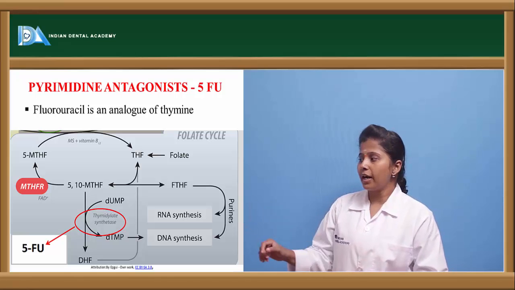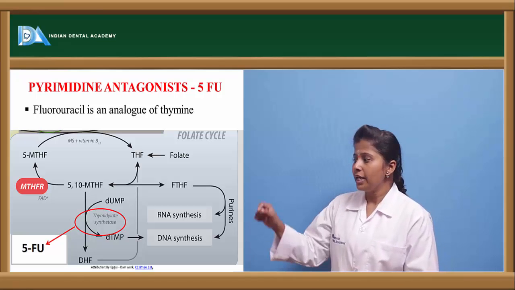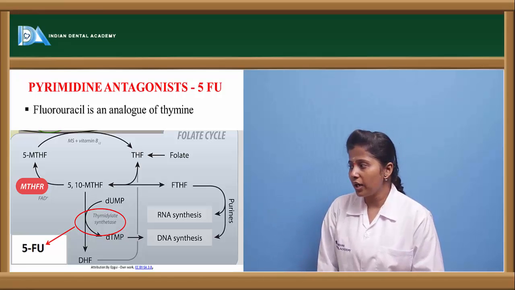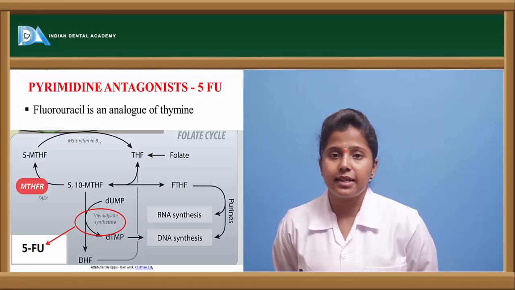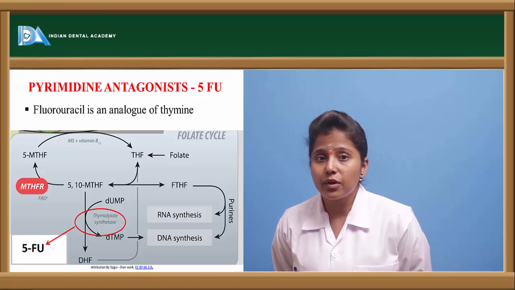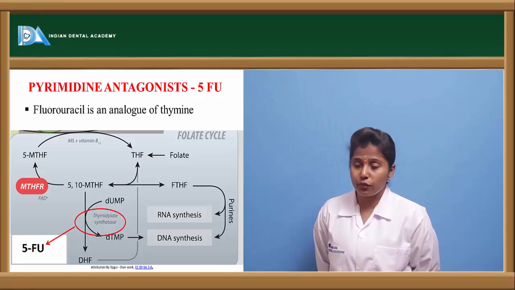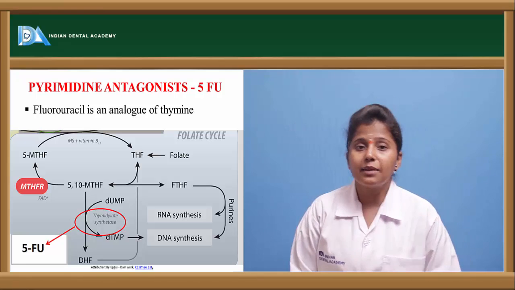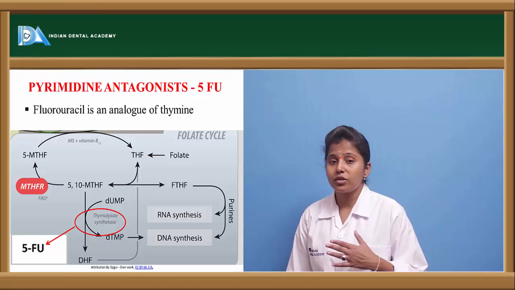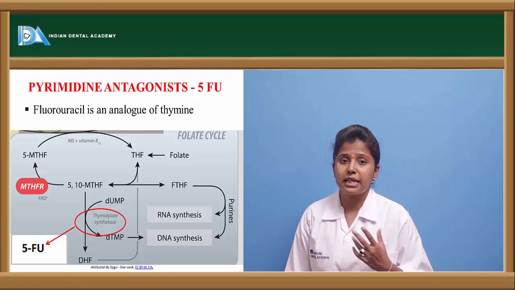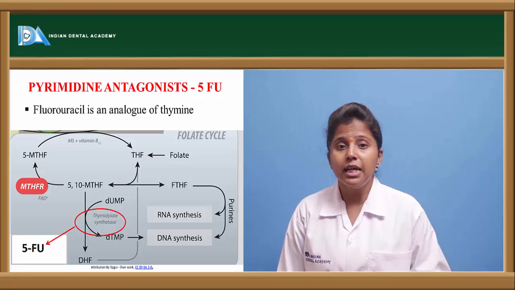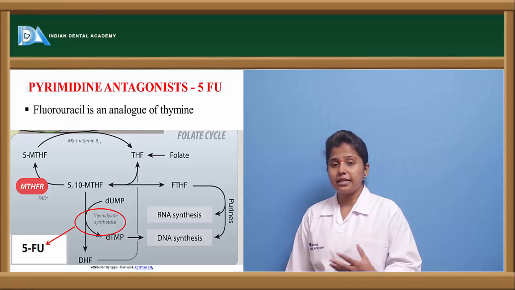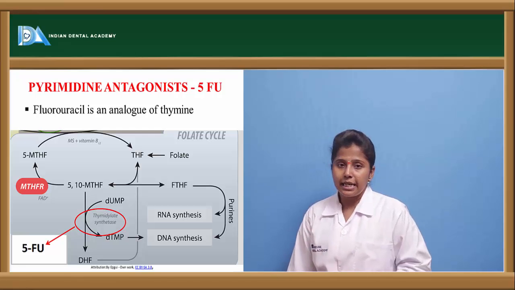Here, 5,10-methyl tetrahydrofolate is converted to dihydrofolate by the enzyme called thymidylate synthetase. Thymidylate synthetase is one of the main enzymes forming dihydrofolate. This enzyme is inhibited by 5-fluorouracil, thereby preventing DNA synthesis. Folate, dihydrofolate and tetrahydrofolate are the main components involved in DNA synthesis. So this conversion of 5,10-methyl tetrahydrofolate to dihydrofolate is inhibited.